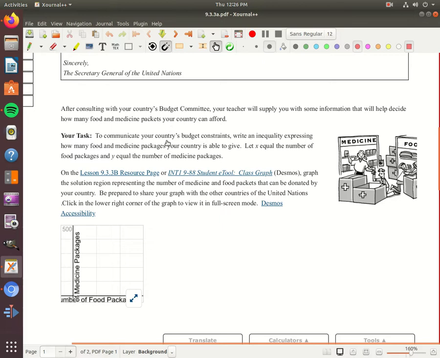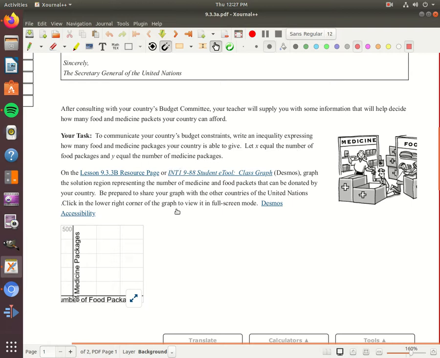So essentially what would happen is there's 6 different groups, 6 countries or whatever, and it would get broken up by group. Obviously, I'm going to do them all one at a time, but that's how it would work in class. So to communicate your country's budget constraints, write an inequality expressing how many food and medicine packages your country is able to give. Let X equal the number of food packs and Y the number of medicine packs. So a couple things, again, if one country gives 50 of one and 100 of the other, every country has to give 50 of one and 100 of the other. Also, X is going to be the food packs and Y is going to be the medicine packs.